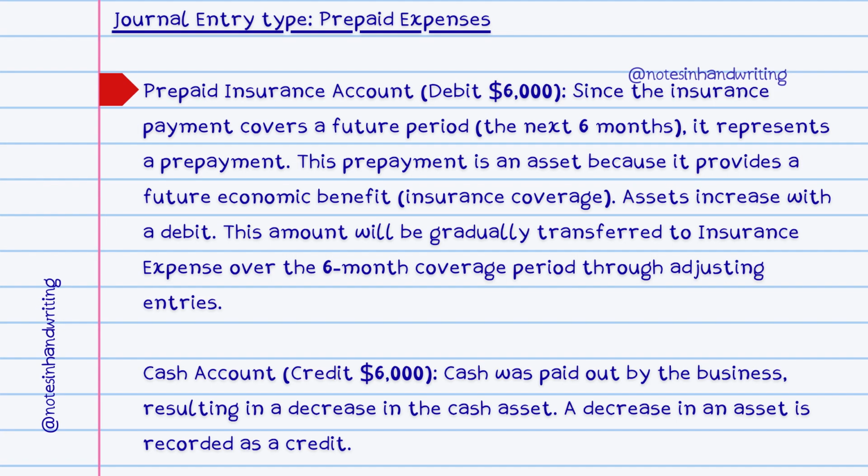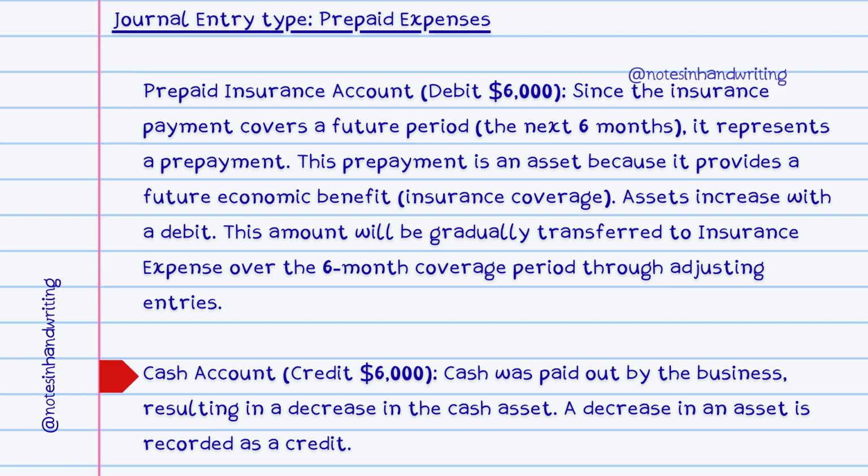Since the insurance payment covers a future period, it represents a prepayment. This prepayment is an asset because it provides a future economic benefit. Assets increase with a debit. This amount will be gradually transferred to insurance expense over the 6-month coverage period through adjusting entries.